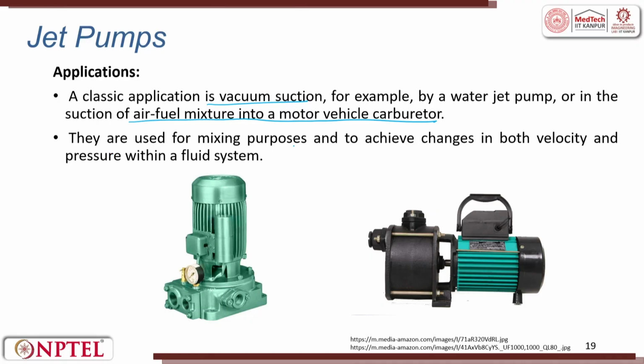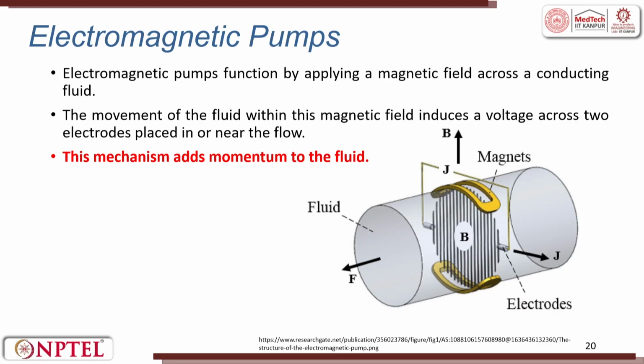They are used for mixing purpose and to achieve changes in both velocity and pressure within a fluid system. The next one is the electromagnetic pump. The electromagnetic pump is used to move a liquid, a fluid, using the magnetic field, because when you use mechanical parts, one, there is a possibility that you can't go higher than a critical speed. Second, the mechanical components will have wear and tear. Third, there is always a weight component which comes in. So, in order to get out of all these things, we try to move into electromagnetic pumps.